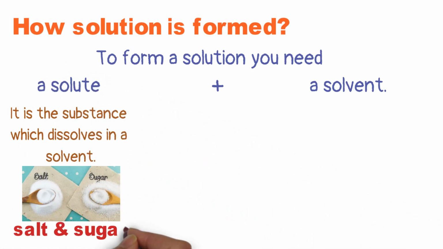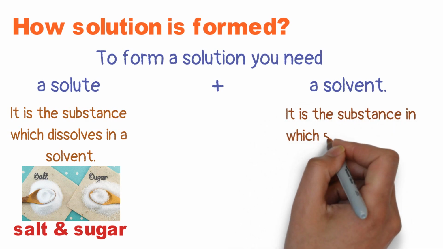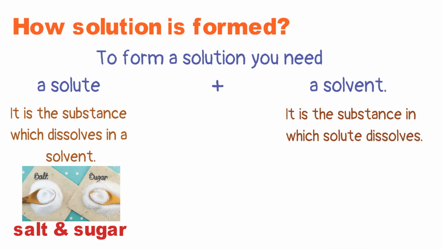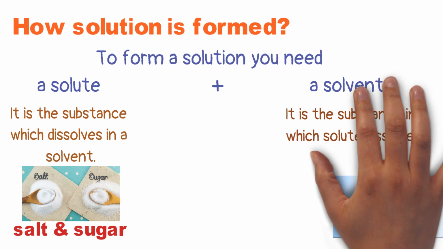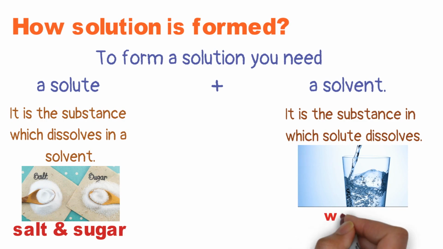The solvent. The solvent is the substance in which the solute dissolves, or the substance in which the solute disappears. Like what? Like water, alcohol, and benzene. All of these liquids are solvents.